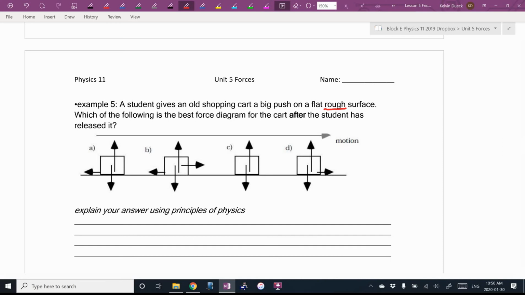Which is the best free body diagram? A, B, C, or D? Oh, and the direction of motion looks like from the arrow to the right. Who says this is easy, Mr. Dueck? Gotta be A. Mr. Dueck, A. A. One, two, three, four. Four. Who says it's obviously B, Mr. Dueck? Because you've got to be B.